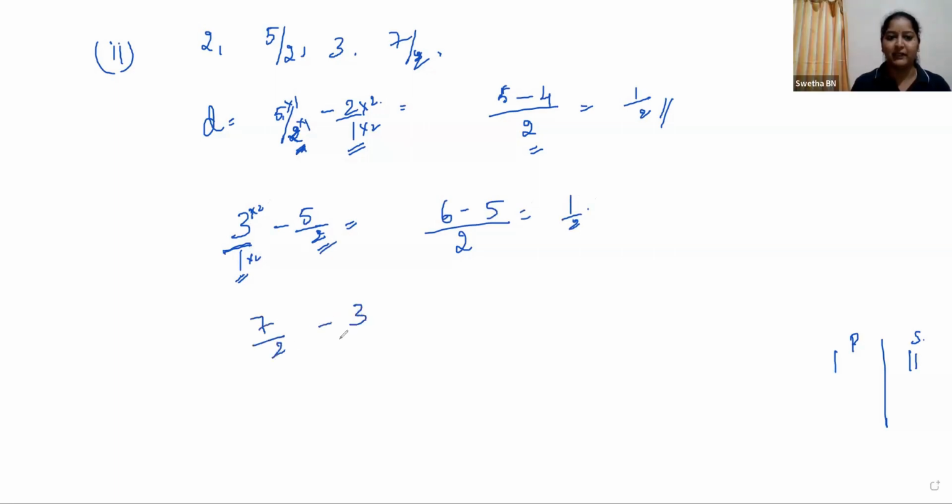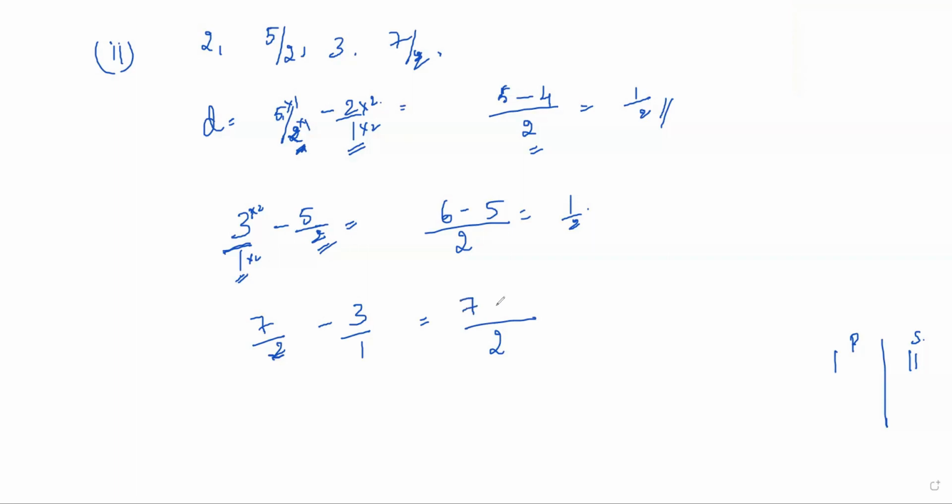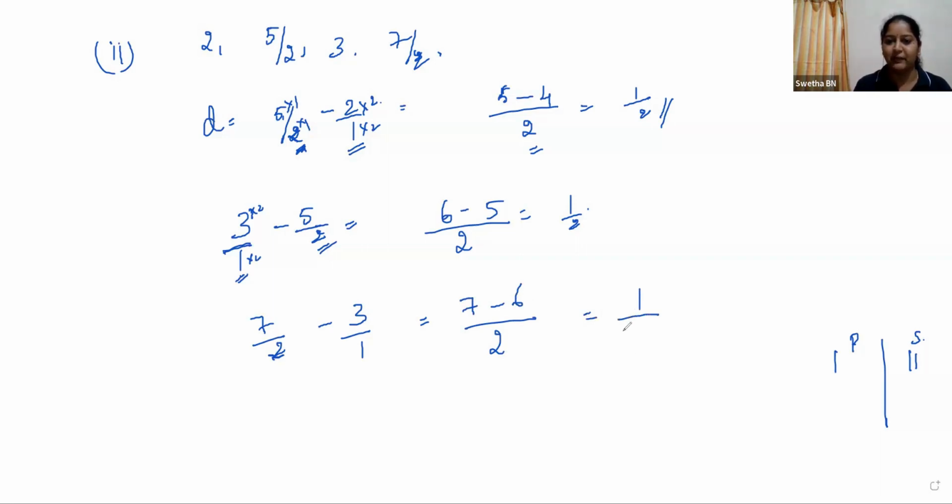So, you have to check one more. 7 by 2 minus 3. 2 is the LCM. Now, tell me what are the numerators? What shall I write in the numerator? Panchami. 7 minus 6. Very good. Now you got it, no? Yes, very good. 7 minus 6 is 1. What about Shreya? You got the answers? Shreya. Are you there, Shreya?